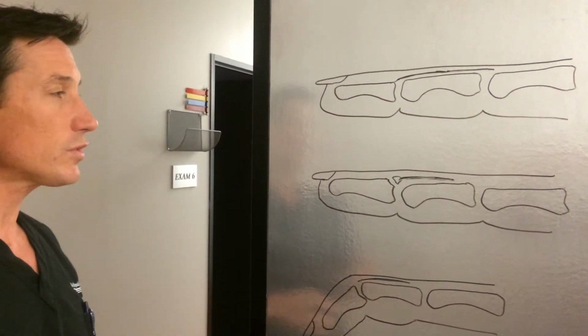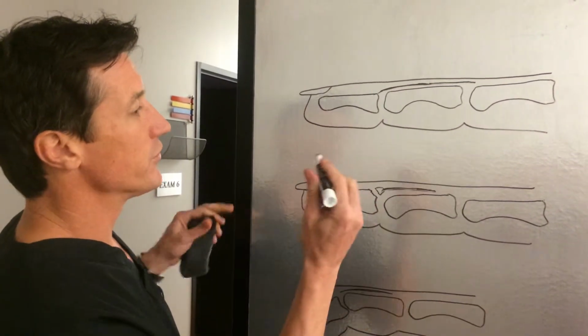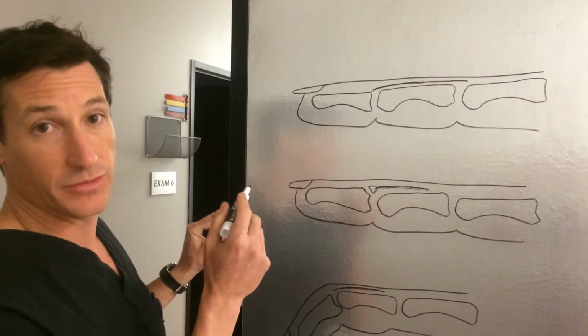So we're going to talk a little bit about mallet fingers and the different types of mallet injuries. So, first of all, when you talk about a mallet injury, you need to understand the anatomy of the extensor mechanism in the finger.